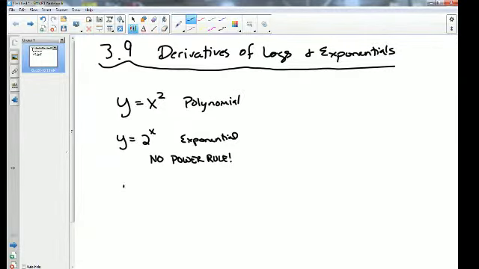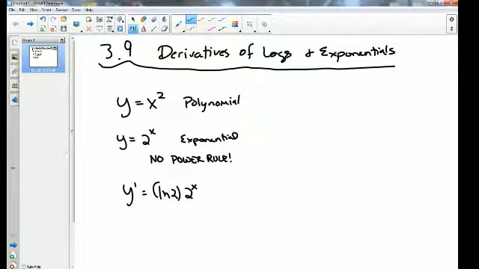So the derivative of this exponential is really straightforward. Natural log 2, times 2 to the x. That's the derivative of an exponential. So it's the natural log of the constant, the natural log of the constant value, and then copy it. So it's just as easy as the power rule. You just have something else to memorize, right?